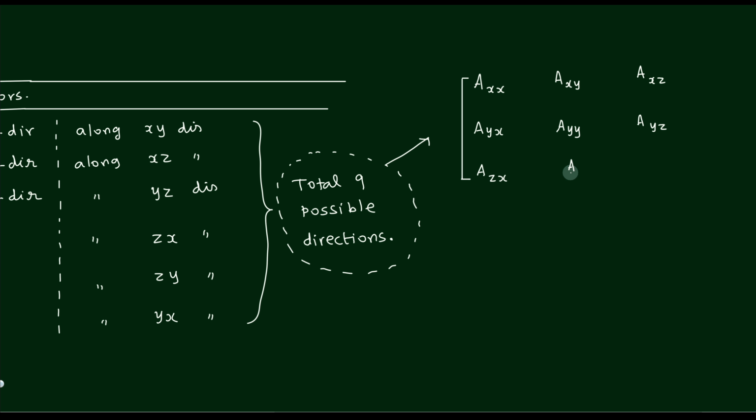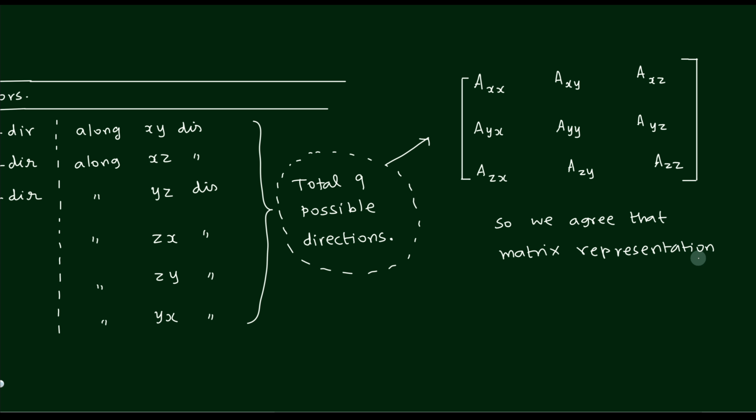So you fill that. Now you understand how 9 numbers are coming. 9 numbers are coming because of 9 directions, and those 9 numbers can be filled in the form of a matrix. And once it is in the form of a matrix, we know how to deal with matrix mathematics. So ultimately we come to an agreement that matrix representation is a good alternative for you in place of the unit vector. What I'm trying to say is, in place of the vector.